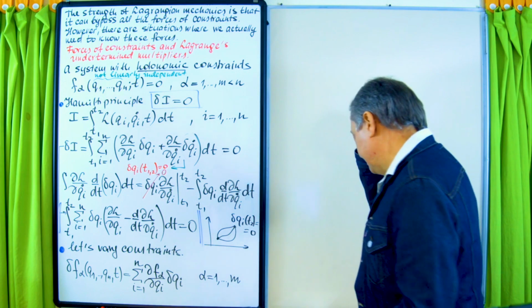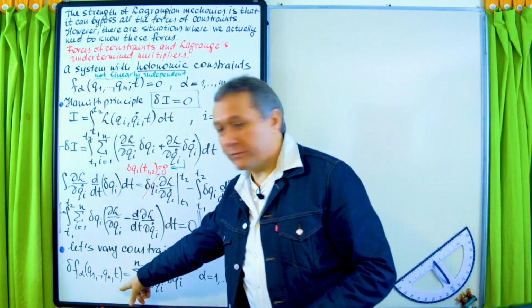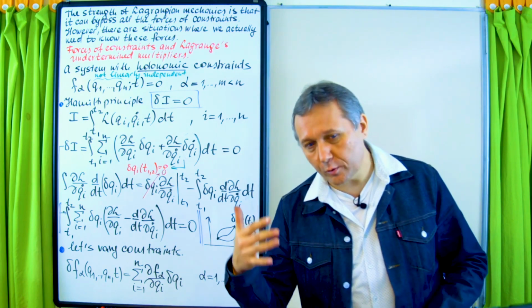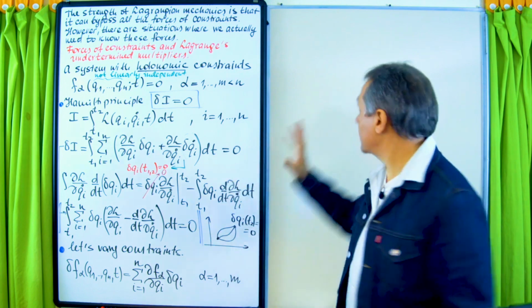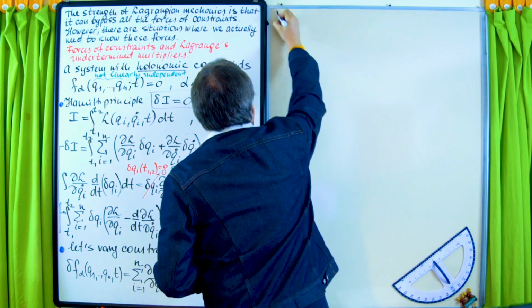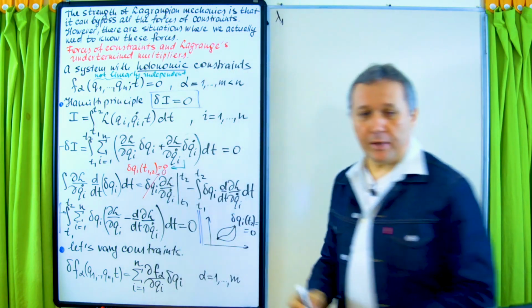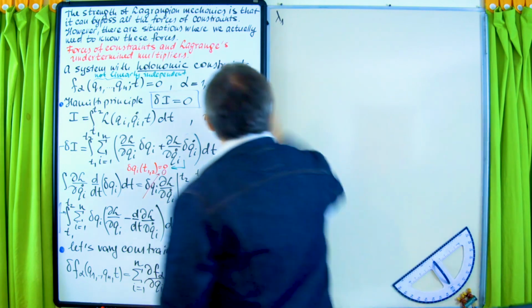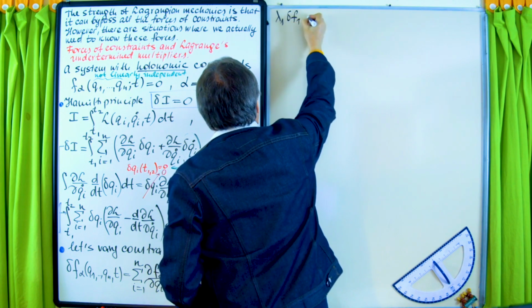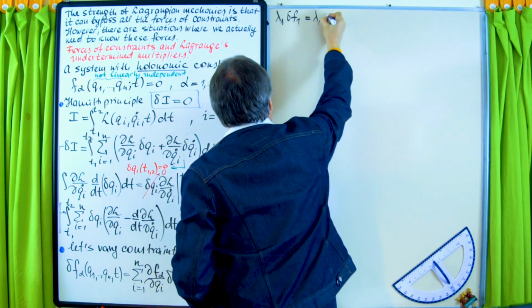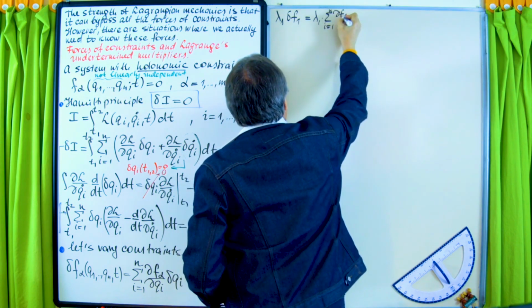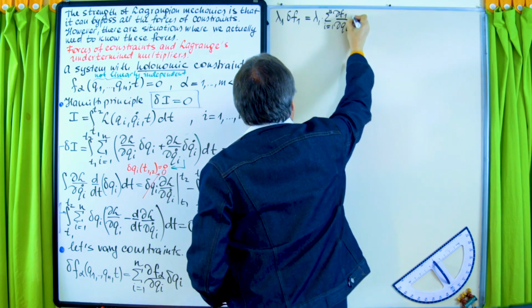What I'm going to do is multiply each of these equations by a different multiplier, which we are going to call Lagrange multipliers. Let me just write a couple so that it's clearer. I will introduce, for example, lambda 1, the first multiplier, and multiply it by the first equation, by delta f1. Basically, it will be lambda 1 times the summation over i from 1 to n of the partial derivative of f1 with respect to qi times delta qi.